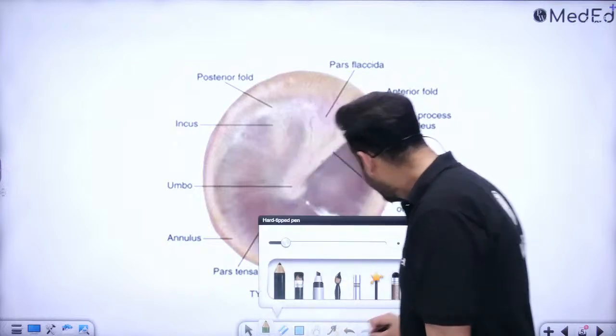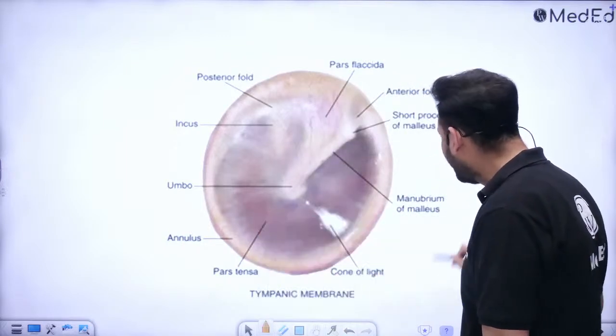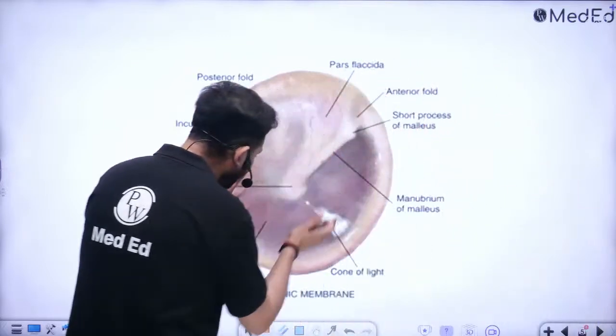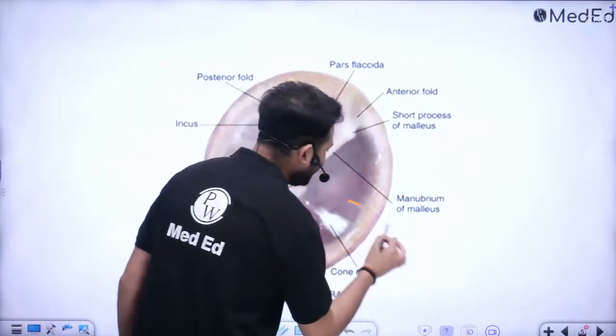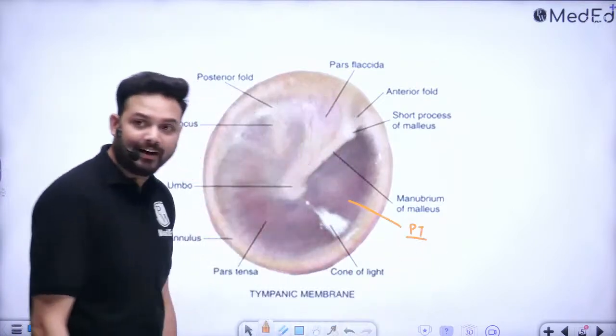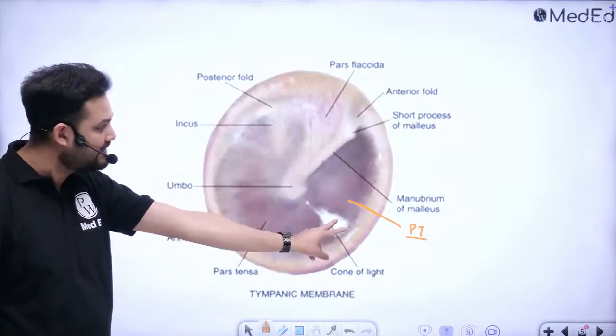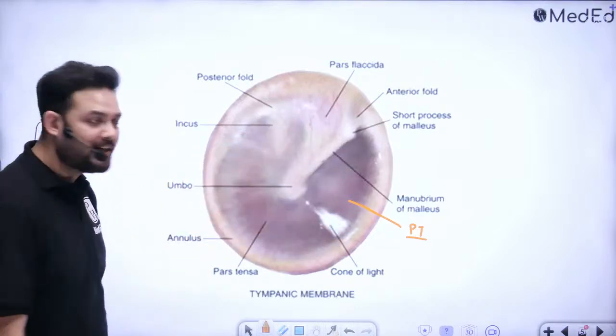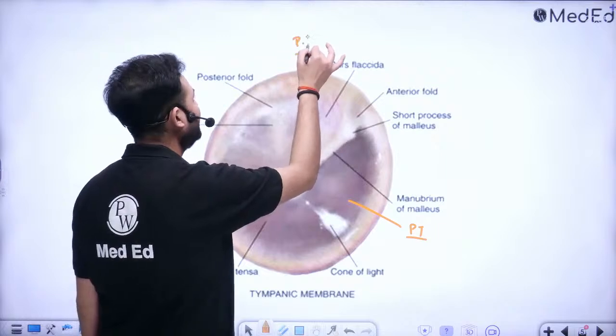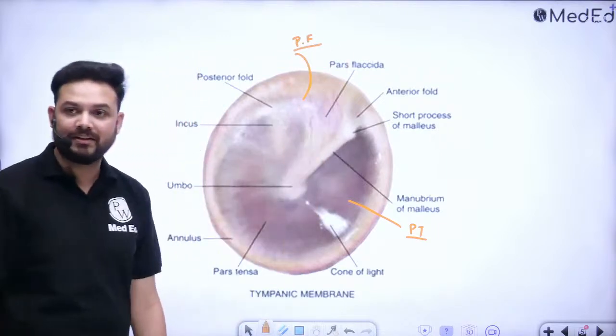Now see here. We have two parts of the tympanic membrane, right? We have this part over here. This is our pars tensa, the tense portion. Then we are seeing something pinkish above, right? This is gray and glistening. This is slightly pinkish. This is our pars flaccida, which is present above, right?